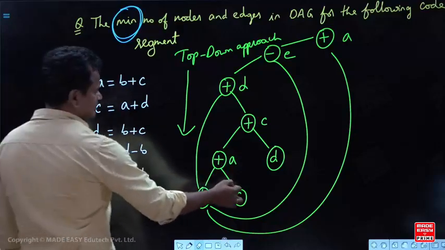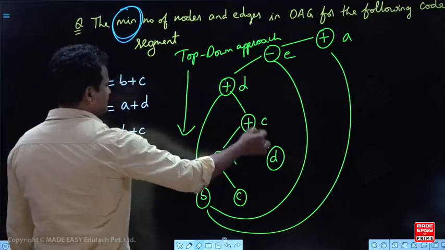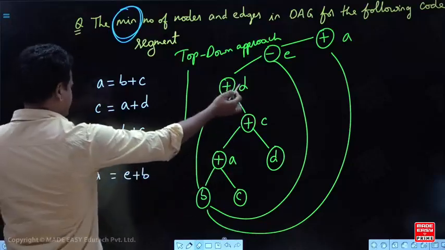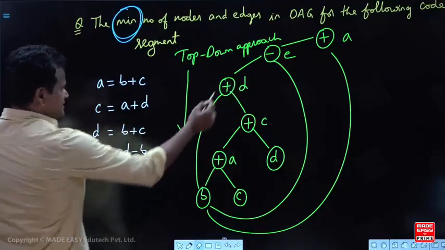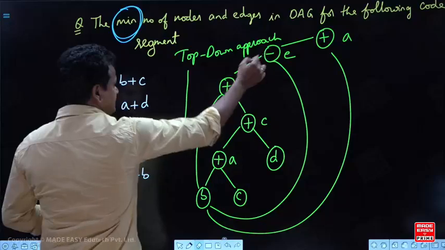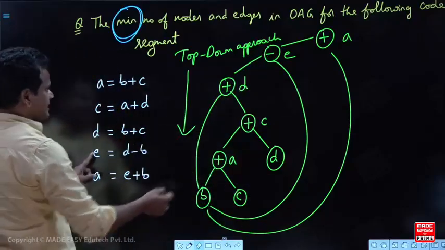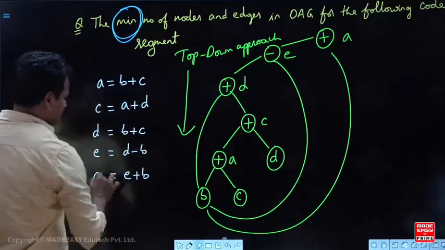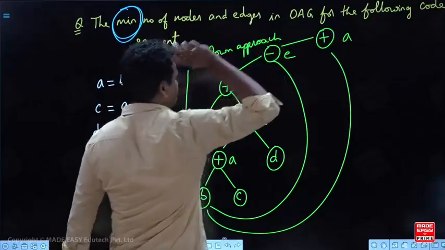So this is A equal to B plus C. This is A plus D, which is C. Then B plus C, which is D. Then D, E minus B, D minus B is E, this is E. Then E plus B, it is B, which is equal to A. The final result is A.